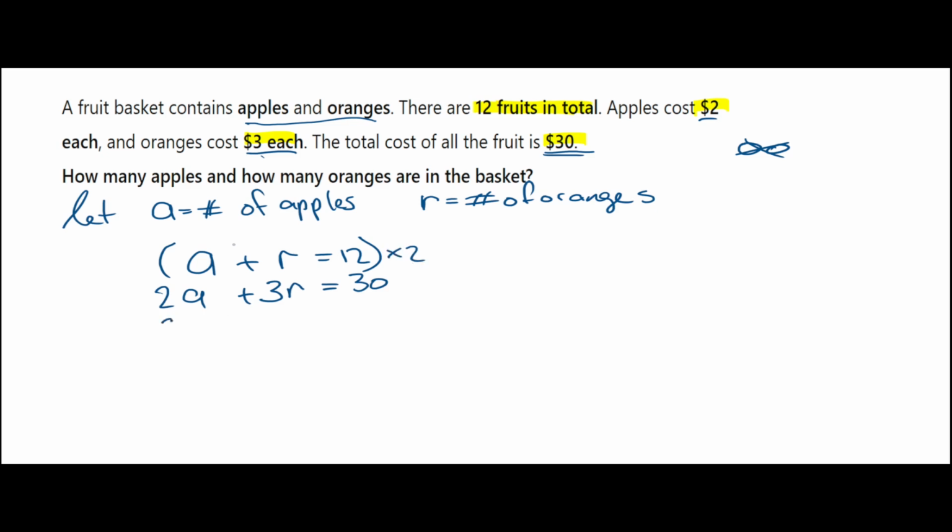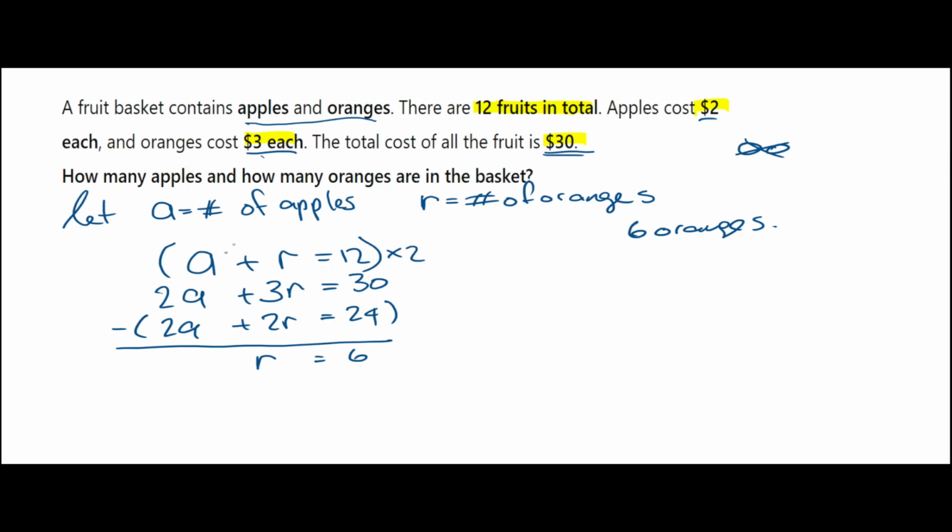So 2 times a is 2a. You can see why I did that now. 2 times r is 2r. 2 times 12 is 24. So I want to subtract, because I want to get rid of those a's. 2a minus 2a is no a's. 3a minus 2a, 2r, is 1r. And 30 minus 24 is 6. So in other words, I bought 6 oranges.